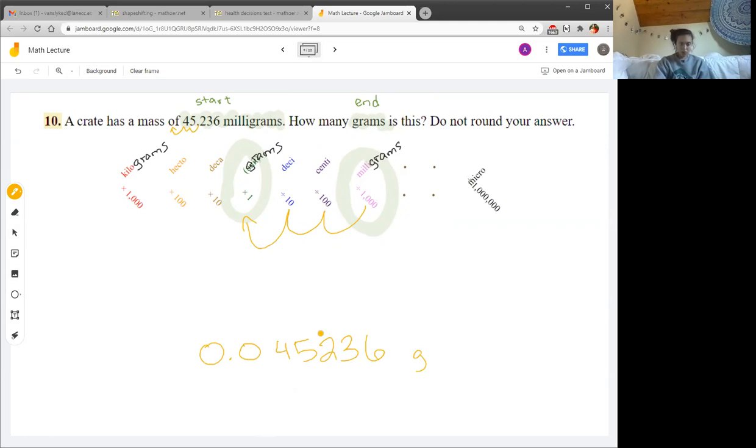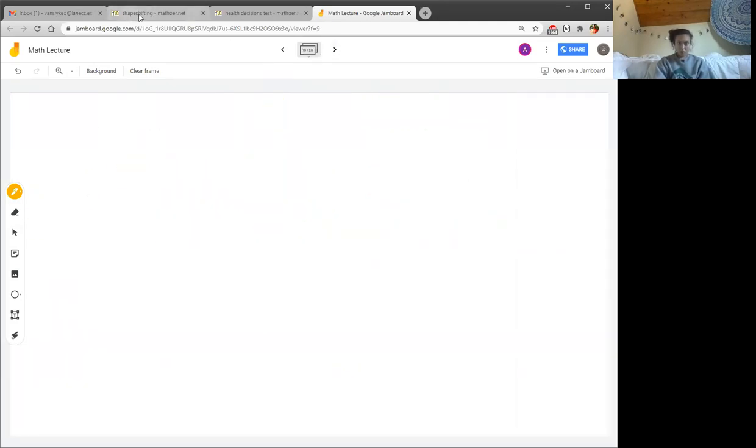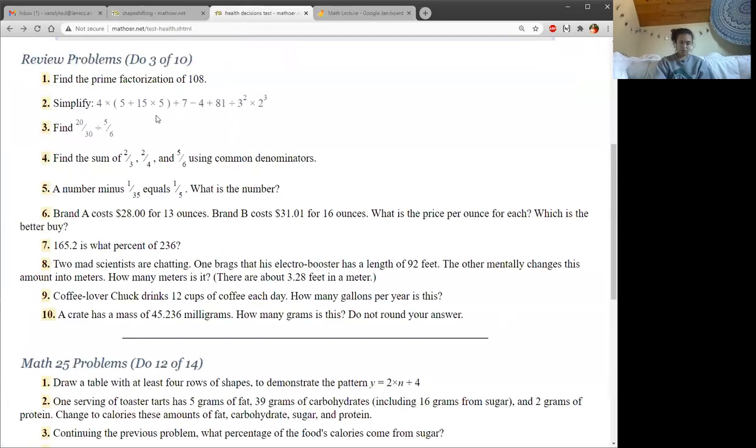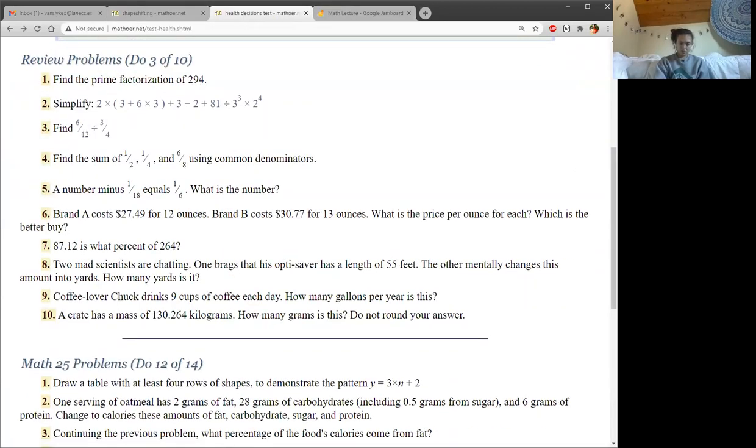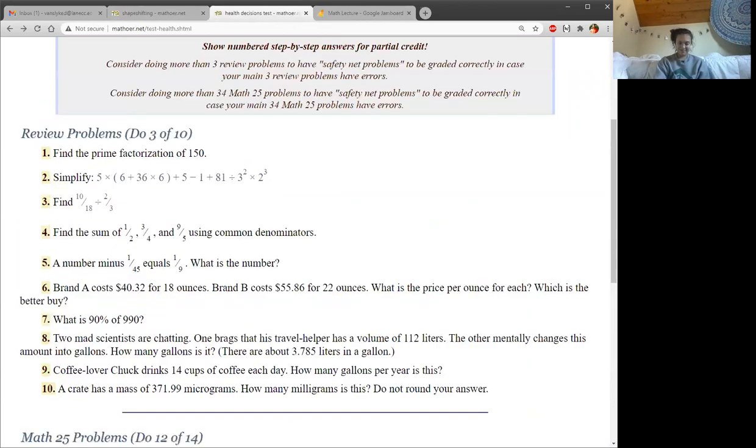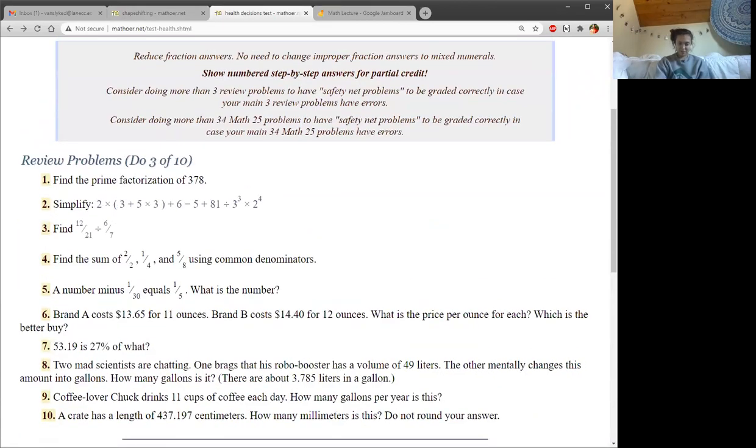Okay, that makes sense. Let's do another one. You say it makes sense, but I don't trust you. Oh, okay. Is it always grams? There we go. There's centimeters.